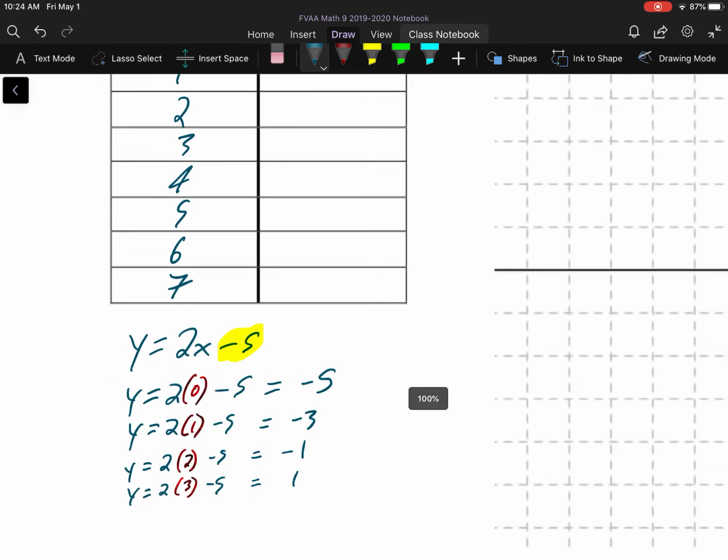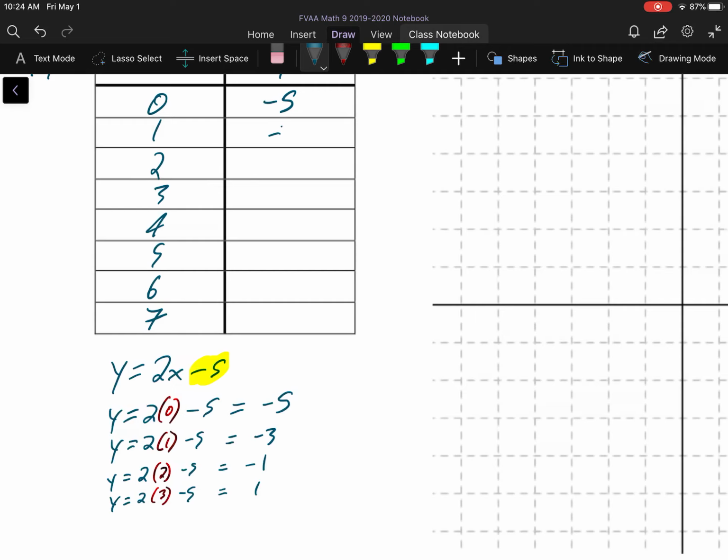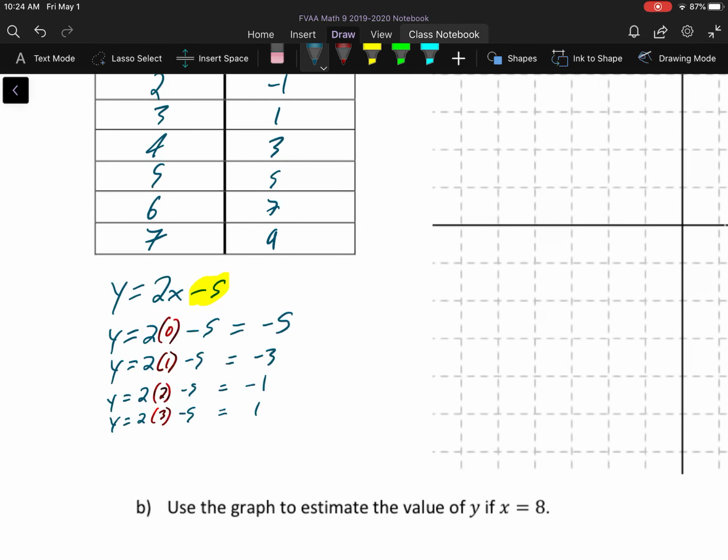And then here we can see the trend that there's an increase of 2 each time, right? So negative 3, negative 1, 1, it would be 3, 5, 7, and 9. And we can test that last one just to make sure that we've found the right pattern. So I'm going to put 7 in here, times 2, minus 5, and that's going to give me 14 minus 5, which is 9, and that's what we determined.